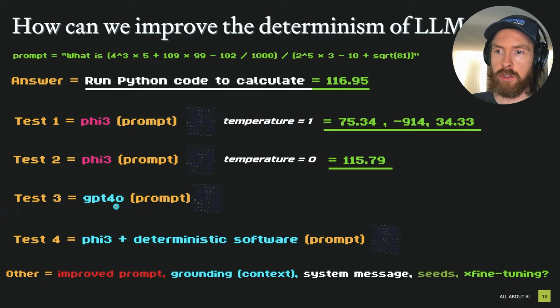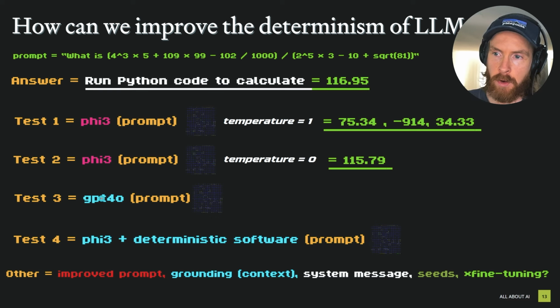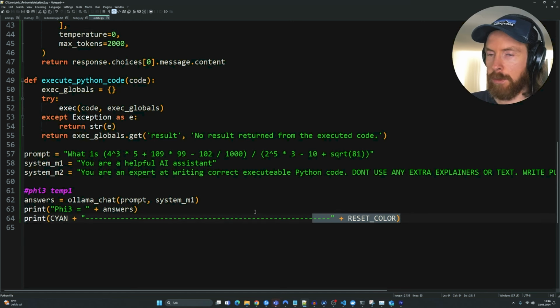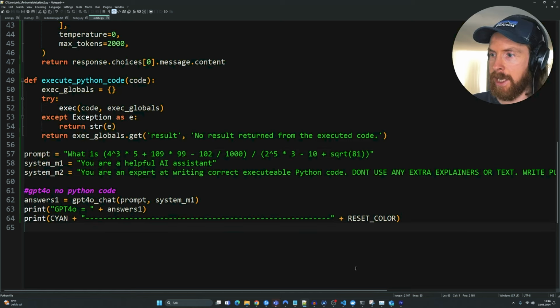Now let's move on to running a very new big foundation model and see if this GPT-4o model can solve this. And then use Phi3 again, and let's add some deterministic software to help it, and see if we can solve it. So let's do the GPT-4o test now. Let's just swap this out with GPT-4o with no Python code. Let's do the same, and let's run it and see if we can solve this without any extra help.